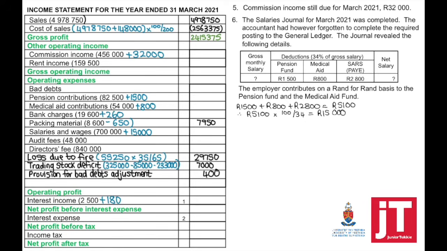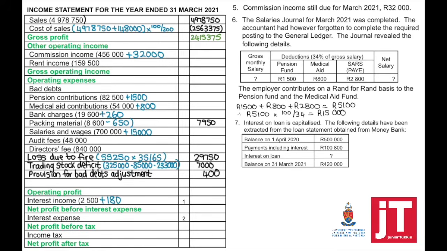Because we've excluded it, we've omitted it, we still need to add it. This is why we've got salaries and wages plus 15,000. If we contribute on a rand for rand basis, it means if 1,500 is deducted, 1,500 is added to the pension fund. If 800 is deducted for medical aid, it means 800 is contributed. And this is why we've got plus. We do not contribute towards the SARS pay as you earn.